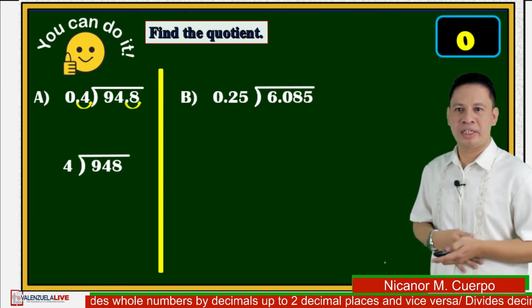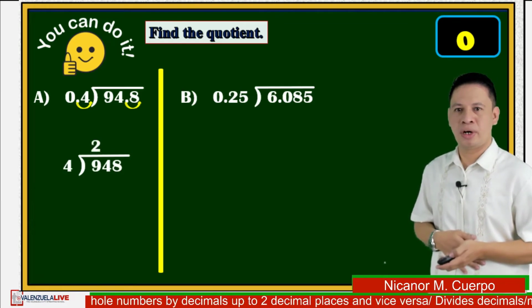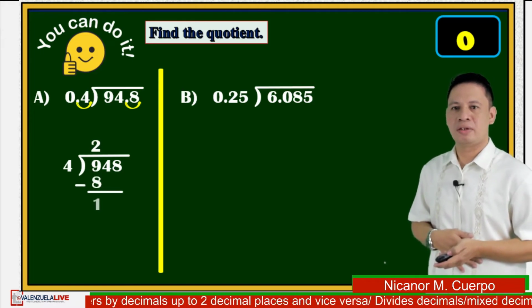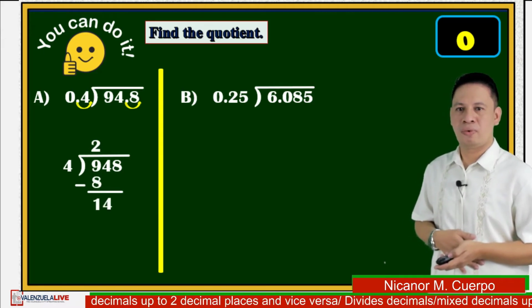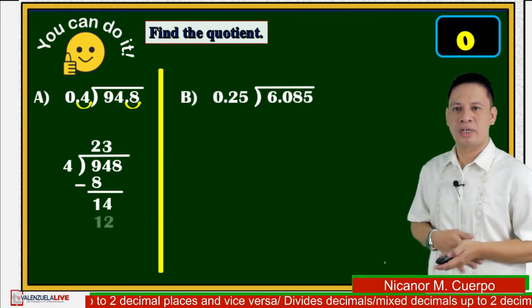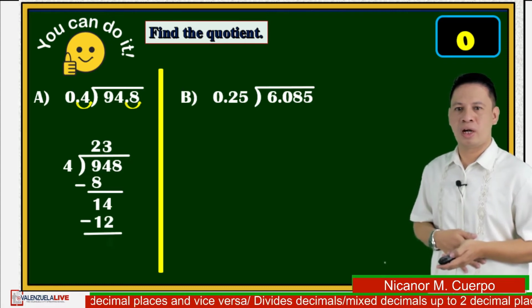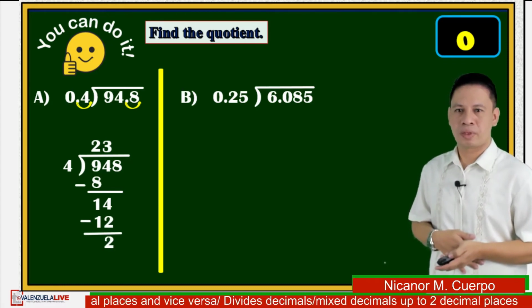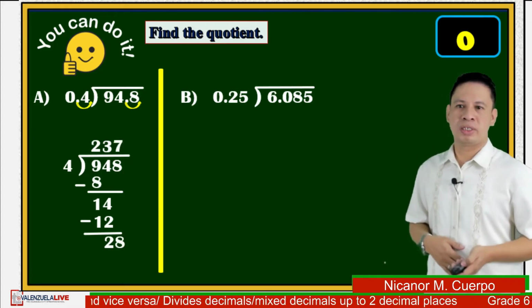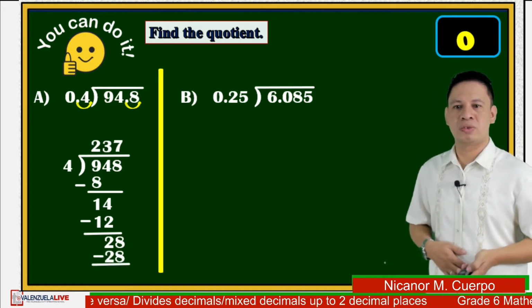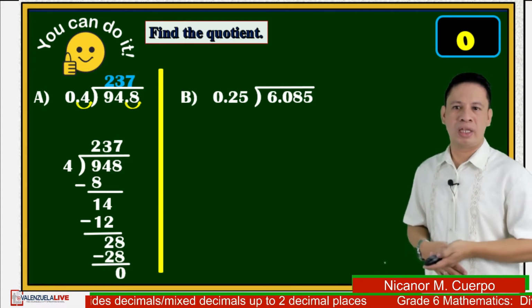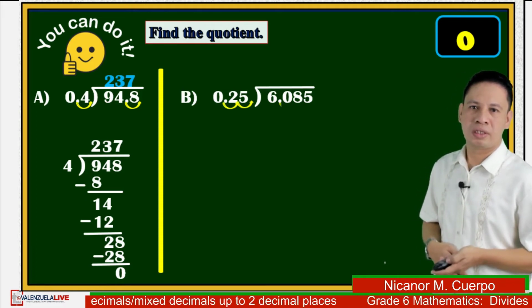So 948 divided by 4. 9 divided by 4 equals 2. 2 times 4 equals 8. 9 minus 8 equals 1. Then bring down 4. 14 divided by 4 equals 3. 3 times 4 equals 12. 14 minus 12 equals 2. Then bring down 8. 28 divided by 4 equals 7. Then 7 times 4 equals 28. Now, 28 minus 28 equals 0. Letter B.